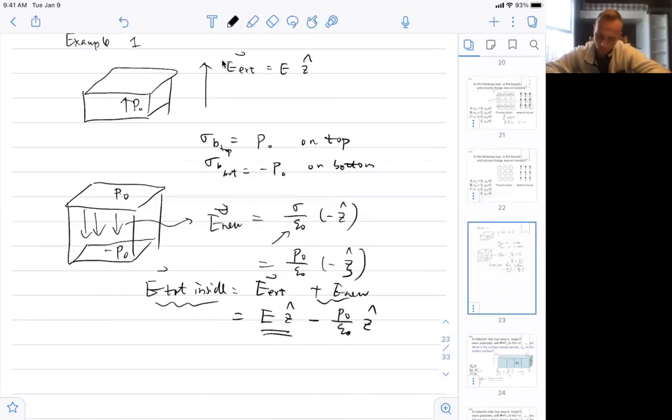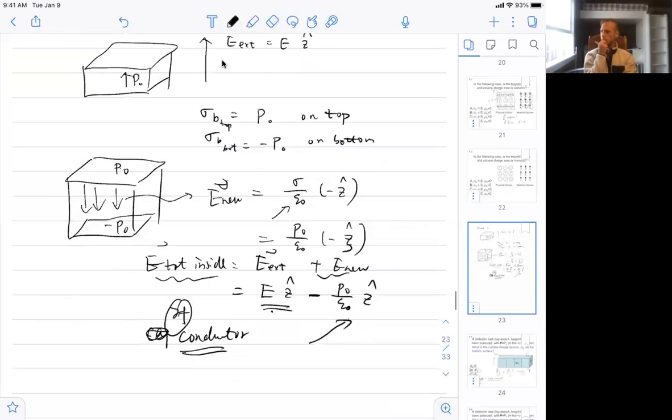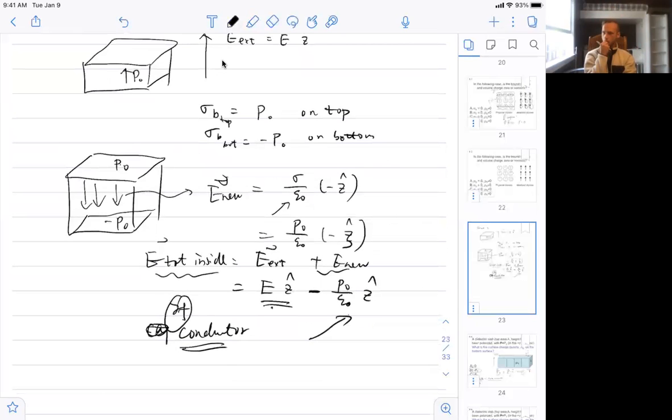Now, if this had been a conductor, this new field could 100% cancel your external field, leaving the total field inside the conductor at zero, right? Because the E field is always zero inside conductors, since the charges are free to move. However, for a dielectric material, the charges are not free to move. So the result is that you're partially canceling out the E field, but not completely. So the E field is a little bit weaker in the dielectric material.